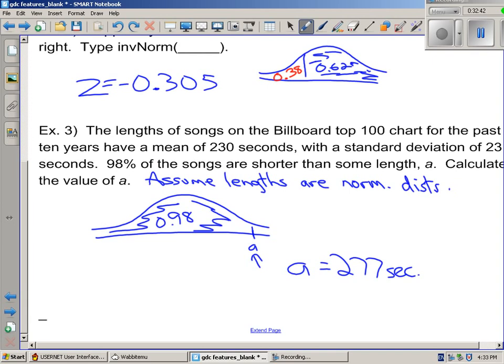It used to be that you'd have to use z-scores for a question like this, but since the calculator really walks you through the process now of inverse lookups, we can go straight to A equals 277 seconds.